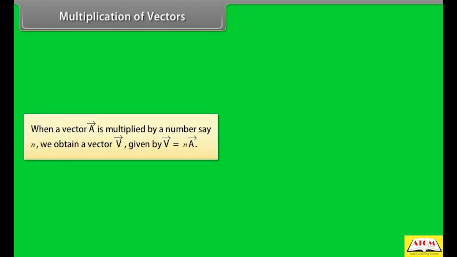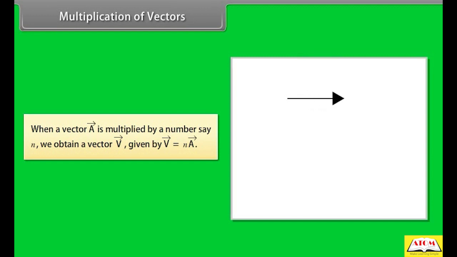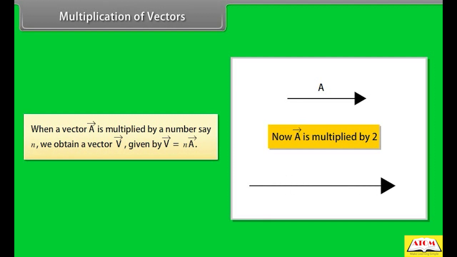Multiplication of vectors. When a vector A is multiplied by a number say n, we obtain a vector V given by V vector is equal to n times A vector. Let's take an example. If a vector A is multiplied by 2, the resultant vector 2A is in the same direction as A vector and has a magnitude twice that of A vector.